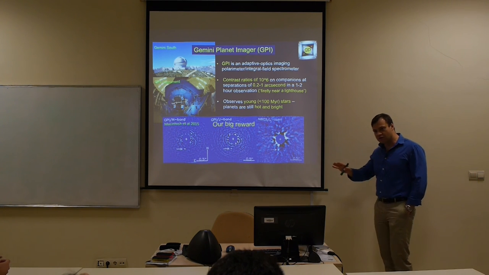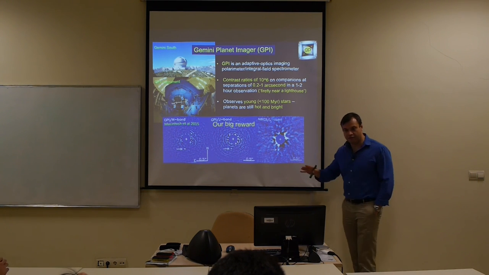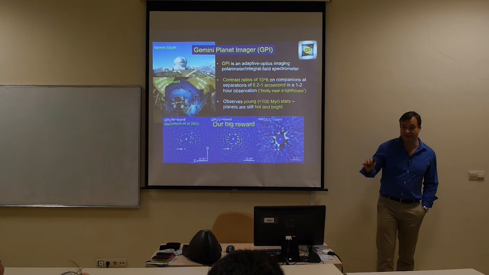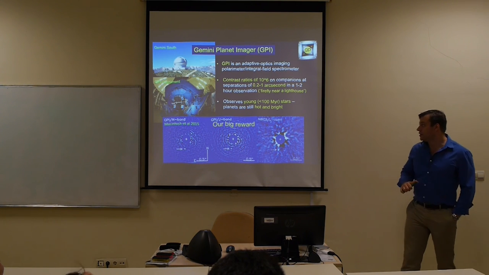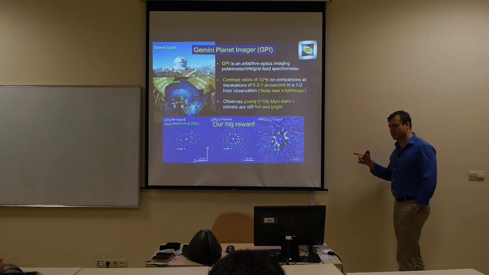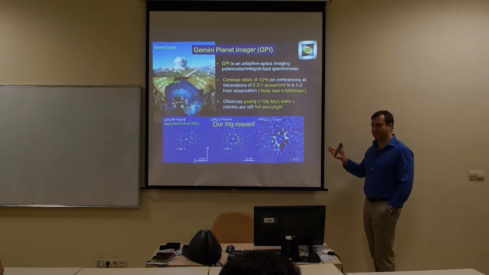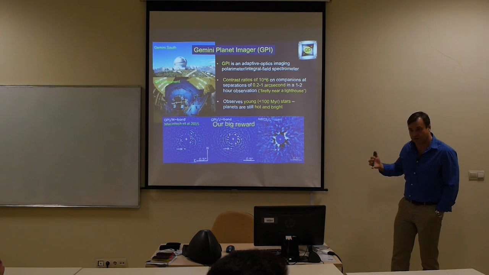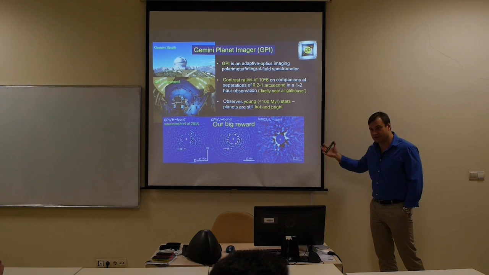I previously mentioned to you that the Earth would have a contrast of about 10 to the minus 10 at 1 AU, right? So here I'm talking about 10 to the 6. This is a much smaller contrast. What can we see with this contrast?